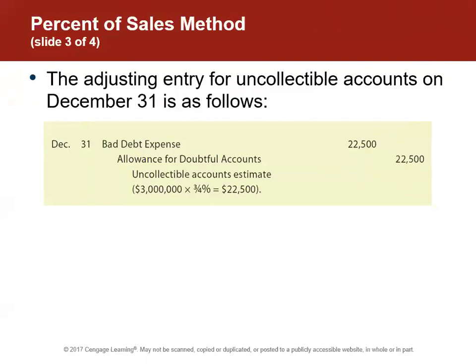The $3 million times 0.75%. So we estimate $22,500 is uncollectible. So bad debt expense gets debited, allowance for doubtful accounts gets credited. Okay. When we're doing any allowance for doubtful, the allowance method, it doesn't matter which estimate we're using. Our journal entry is always a debit to bad debt expense and a credit to allowance for doubtful accounts. That structure stays the same. All we're learning now is how to calculate the amount.